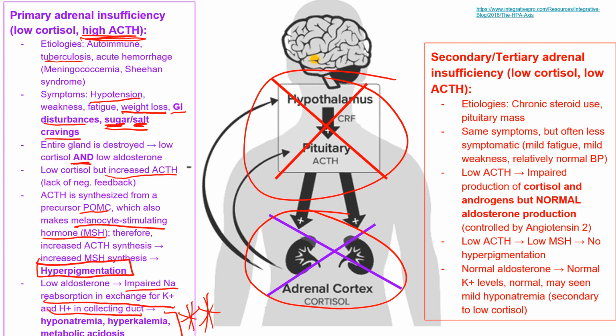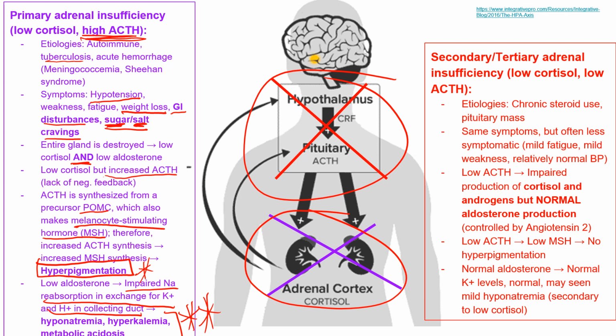So that's two important things. In someone with primary adrenal insufficiency, where the entire adrenal gland is destroyed, they will have high ACTH levels leading to hyperpigmentation, and they'll have low aldosterone levels leading to hyponatremia, hyperkalemia, and metabolic acidosis.